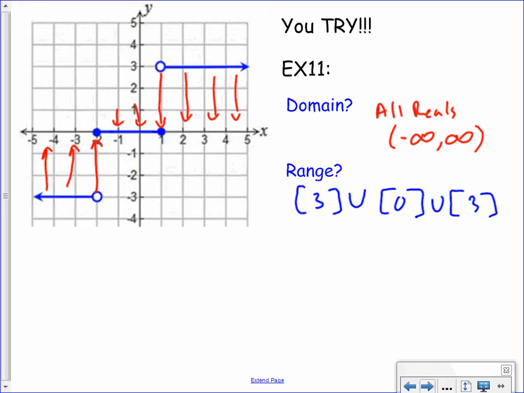Yes, -3. Is that what you said? Yes. All right. When you have put pieces together, just do the unions. We good? Okay.